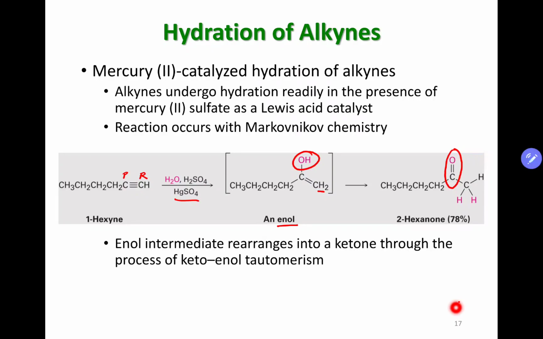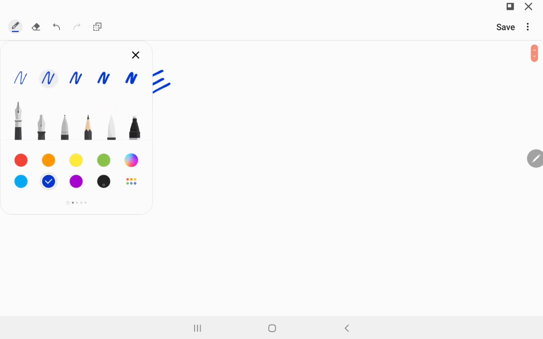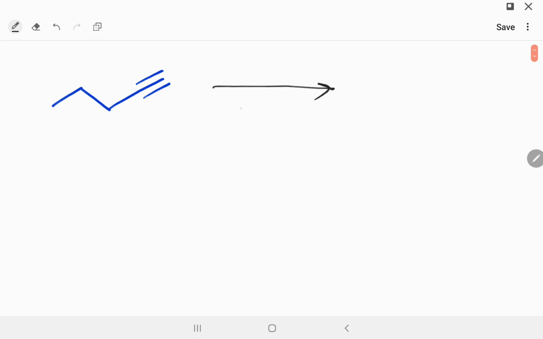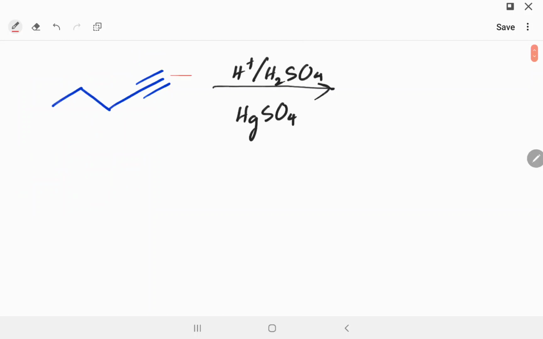Let's do another reaction. Let's take an alkyne. Here is our alkyne, and for this reaction we are going to use HgSO4 as our catalyst, and of course some sulfuric acid. Those are our reagents. The rich carbon will get the hydrogen, and the poor carbon will get the OH.